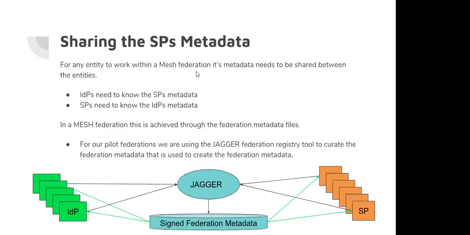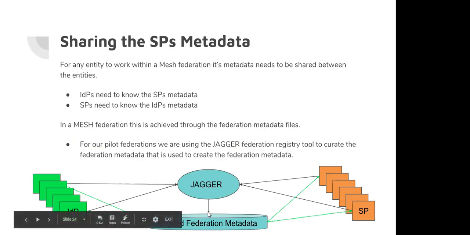The metadata is shared, as I said, for the entity to work within the mesh federation. Its metadata needs to be shared between the entities. So IDPs need to know about the SPs, SPs need to know about the IDPs. And the mesh federation is achieved again through the federation metadata. And here in our pilots, we're using the Jagger federation tool to curate the federation metadata that is used to create the federation, and manage this metadata.